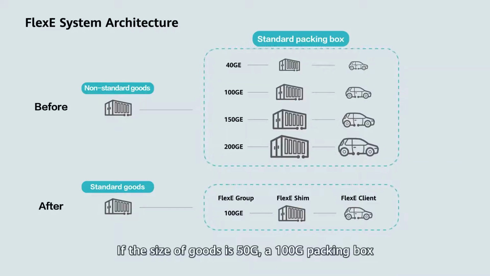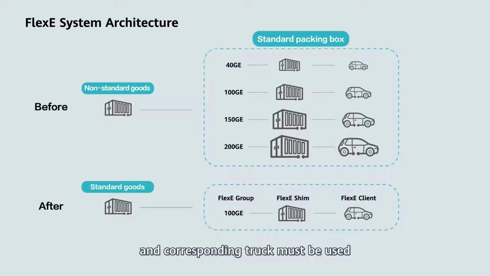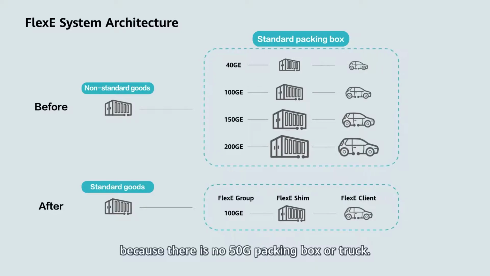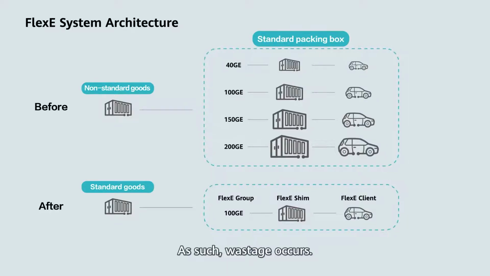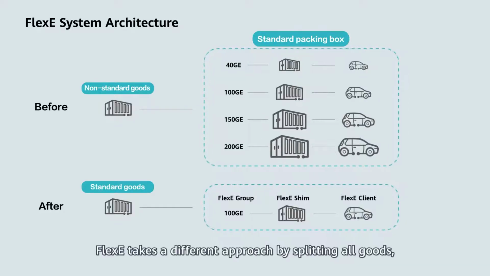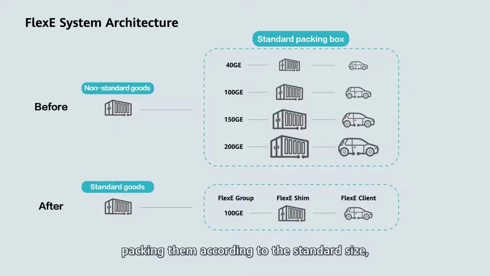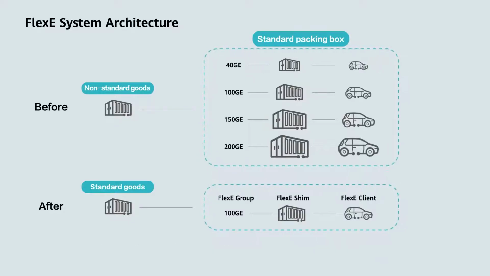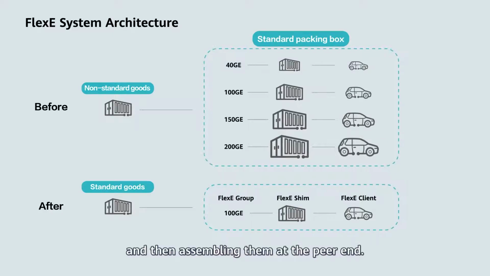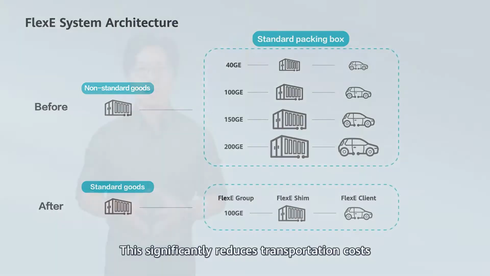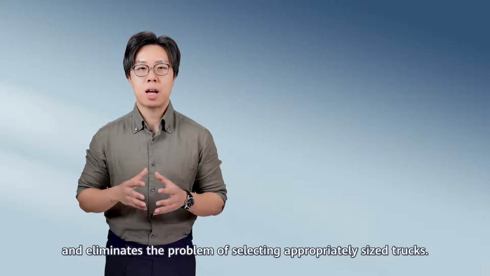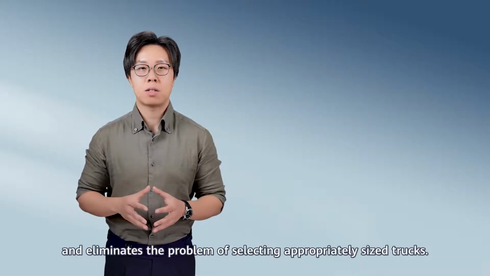If the size of goods is 50G, the 100G packing box and the corresponding truck must be used because there is no 50G packing box or truck. As such, wastage occurs. FlexE takes a different approach by splitting all goods, packing them according to the standardized size, and then assembling them at the far end. This significantly reduces transportation costs and eliminates the problem of selecting appropriately sized trucks.